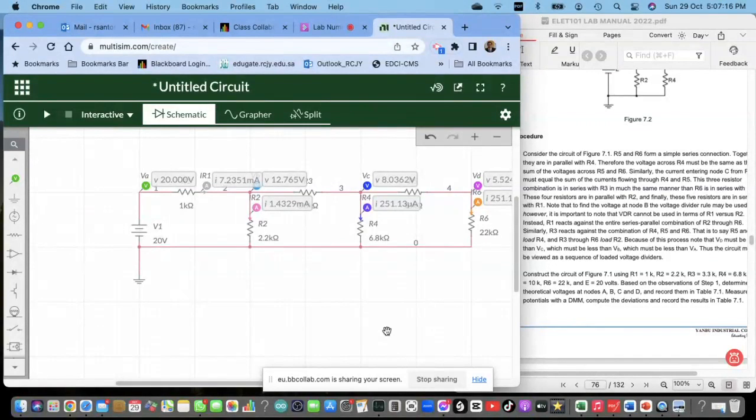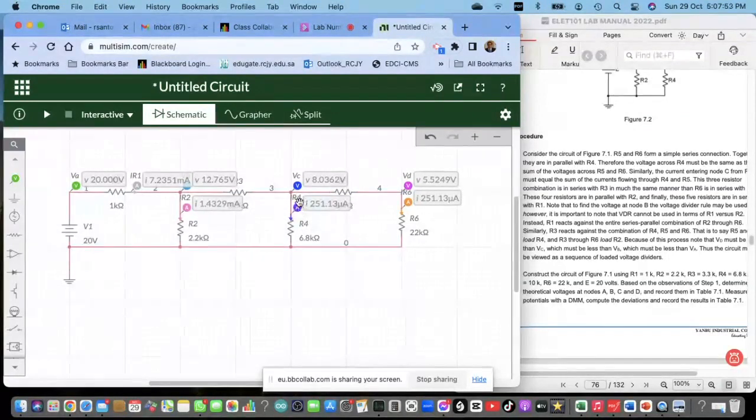Okay, because I don't have the manual with me, let me check the manual and let me check my values. Give me a while. I will get my manual. Let me see the values if it's really true. 251, because I doubt this too. How come IR4 and IR6 become the same? 251.13 microampere. Let me see the calculations there.